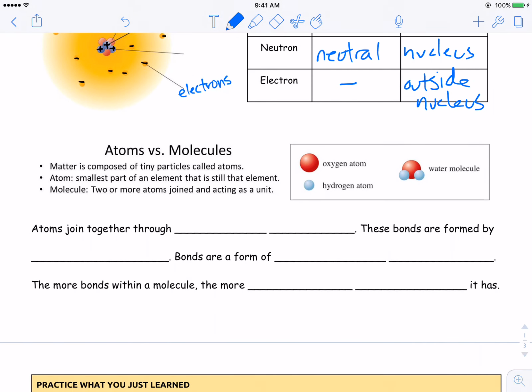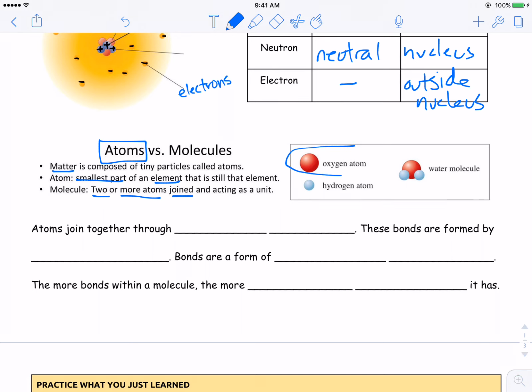Okay, atoms versus molecules. So all matter, anything that has mass and takes up space, is composed of tiny particles called atoms, and atoms are the smallest part of an element that is still that element, can't be broken down into something else. A molecule is when you have two or more atoms joined together.